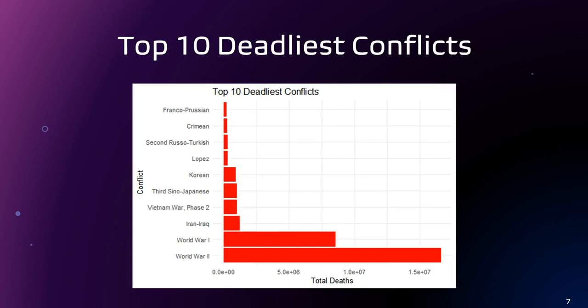So these are the top 10 deadliest conflicts. Zooming in, here are the top 10 deadliest conflicts over the last 200 years according to our data set. The world wars, of course, stand out, but you can see other post-industrial 20th century wars also feature fairly prominently, like the Iran-Iraq War, Phase 2 of the Vietnam War, the Third Sino-Japanese War, and the Korean War.